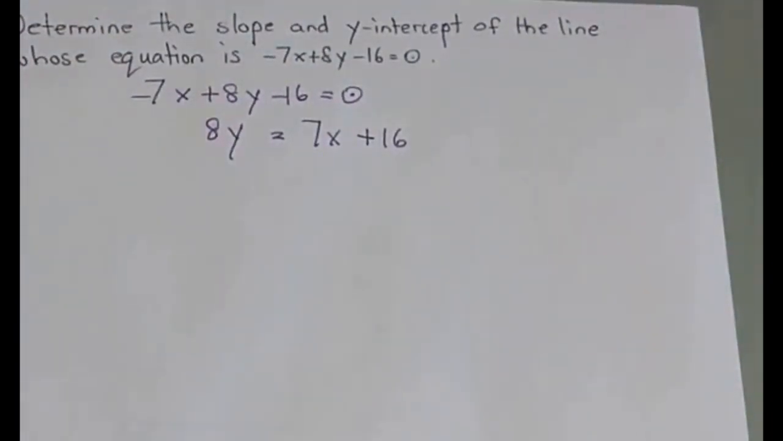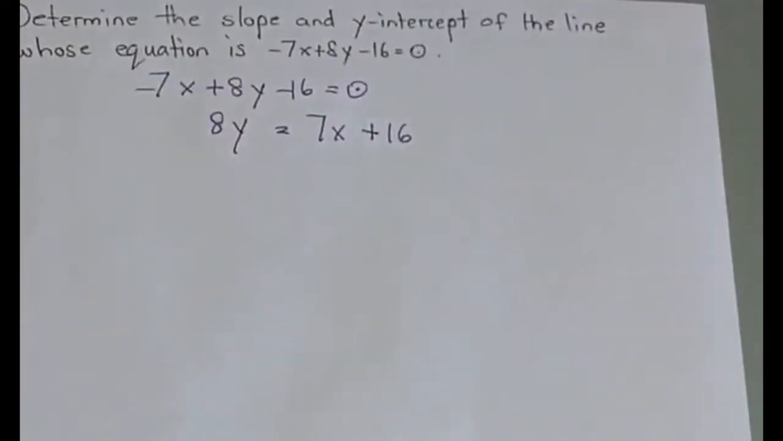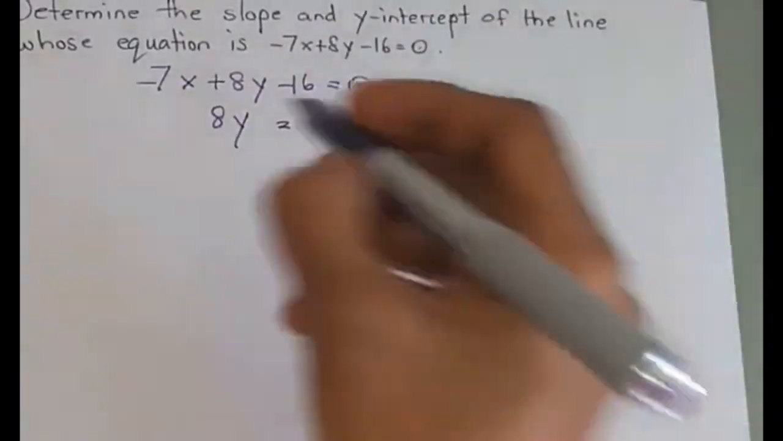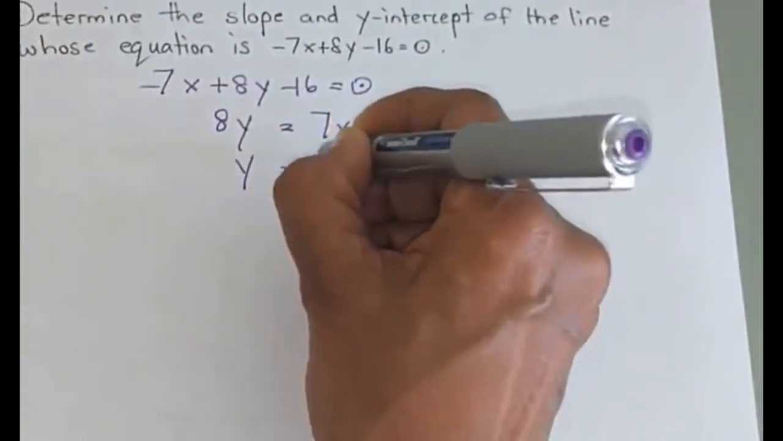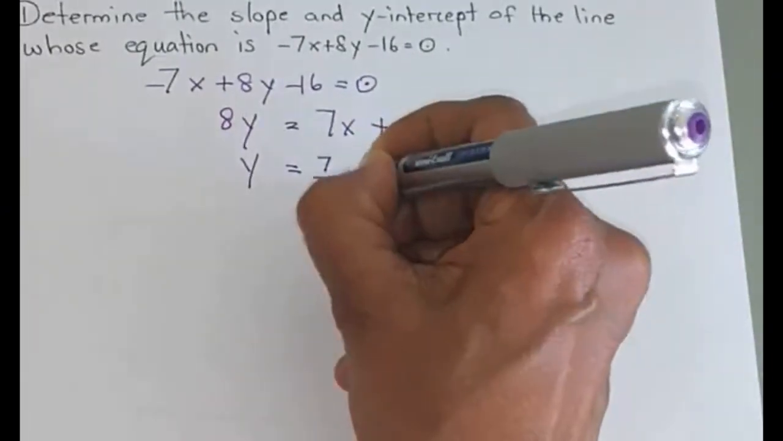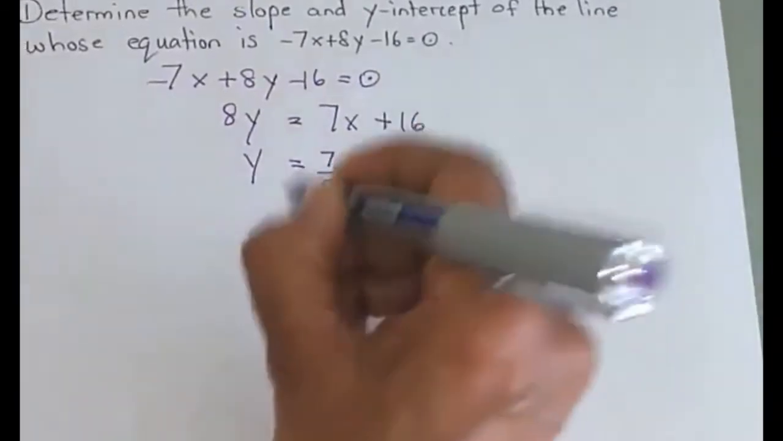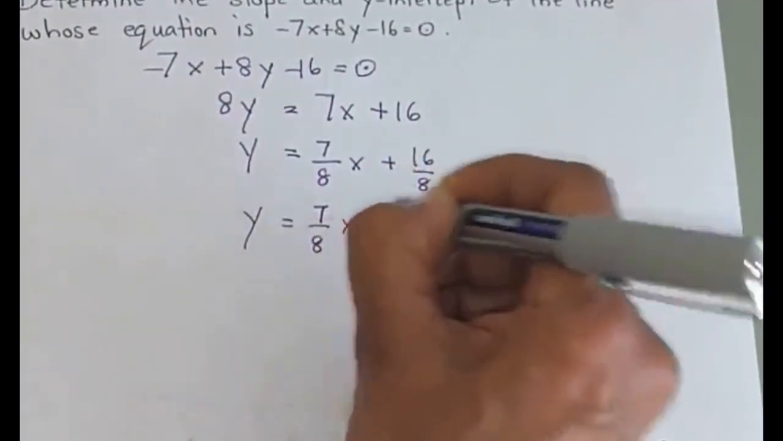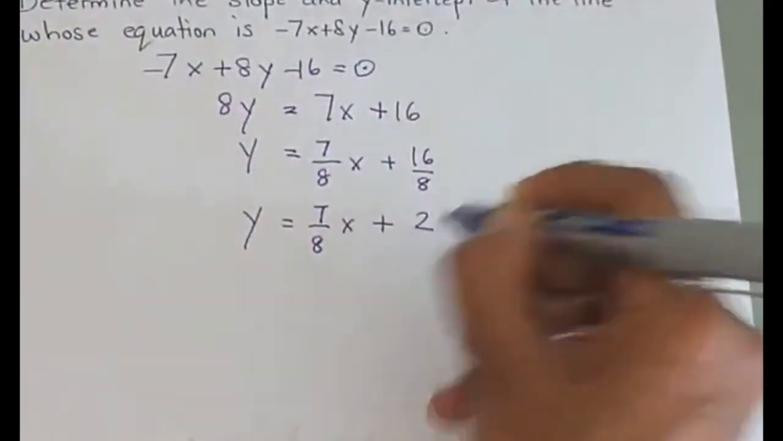Now I have to isolate y, so I have to move this 8 over to the other side of the equation. So when it's getting multiplied on this side, when I move it to the other side, it's going to be division. So I'm going to have to divide each of the terms on the other side by 8. Let's do that. 16 by 8. So that's going to be y equals 7 over 8x plus 16 divided by 8 would be 2.